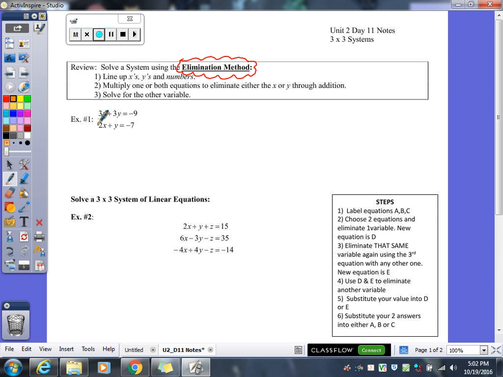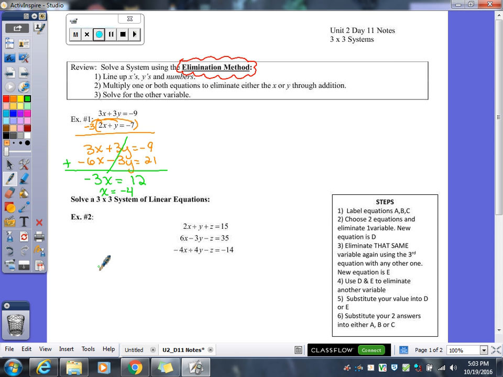Not the same numbers. If I multiply this equation, though, times a negative 3, I'm going to rewrite my first one. Distribute my negative 3, so I get negative 6x minus 3y equals a 21. Now when I add my 2 equations together, my y's cancel each other out and they get eliminated. So I have negative 3x equals 12. Divide by my negative 3, and I get x equals a negative 4.